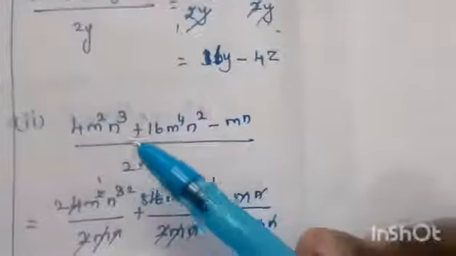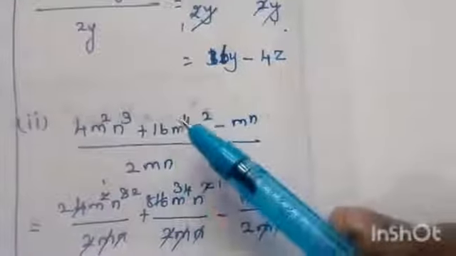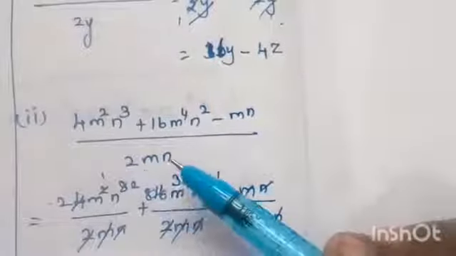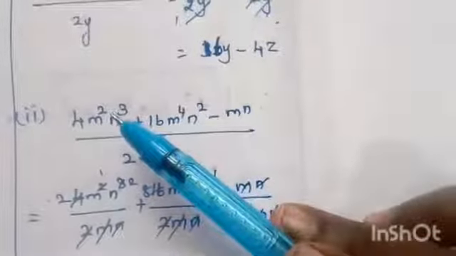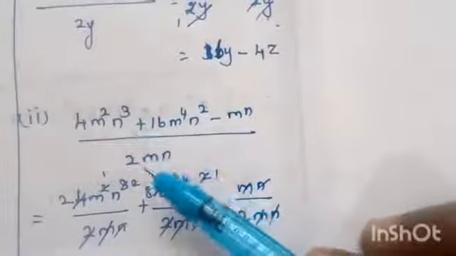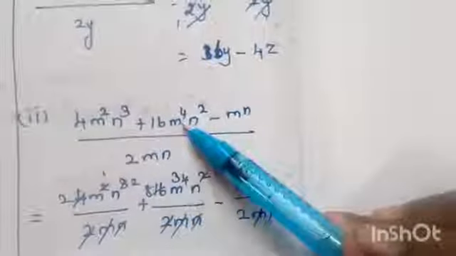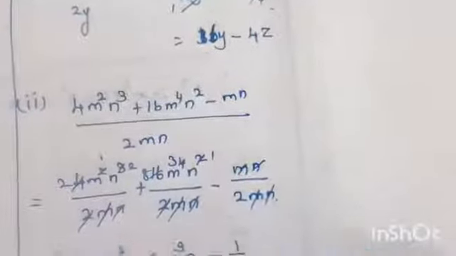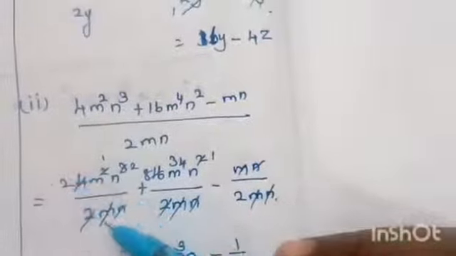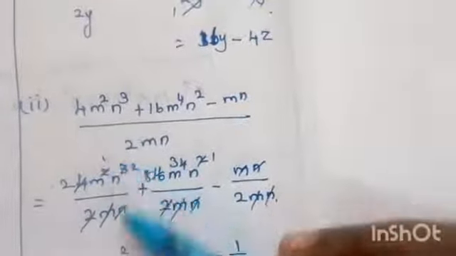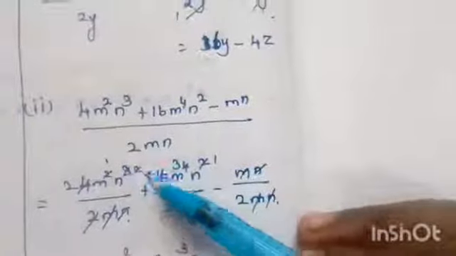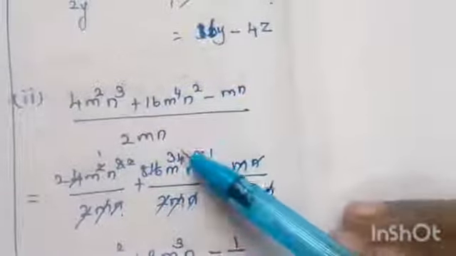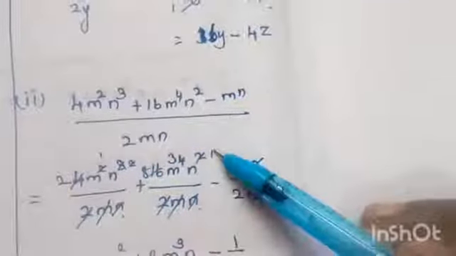The second question is rewritten in this form, the whole divided by 2mn. You have to separate it into 3 terms. That is 4m square n cube by 2mn, 16m power 4 n square by 2mn, minus mn by 2mn. That is 1 2 is 2, 2 2s are 4. 1 time m is cancelled, remaining 1. 1 time n is cancelled, remaining 2. That is n square. 1 2 is 2, 8 2s are 16. 1 time cancelled, so remaining 3. 1 time cancelled, remaining 1.